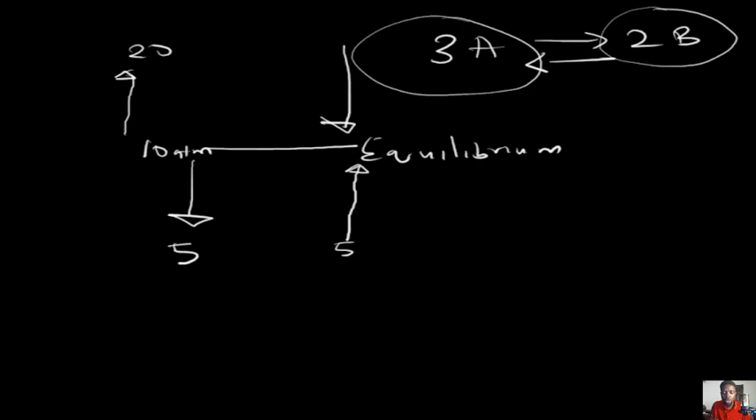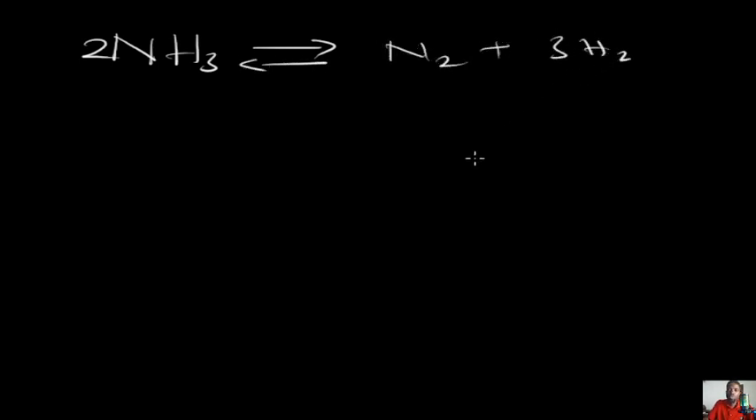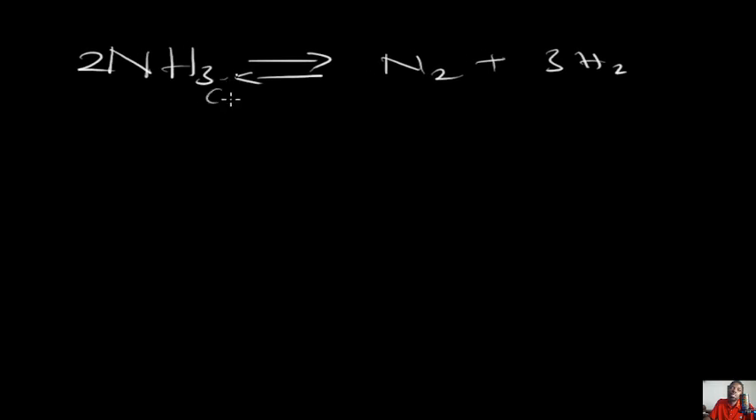So the original reaction is 2NH3 reacting reversibly to give N2 plus 3H2. So that's that basically. And the question says, what will be the effect of increasing pressure on this particular system? So when I increase pressure, what is going to happen? The first thing I need to know is if these things are gases. Yes, every one of these substances represented here is a gas.